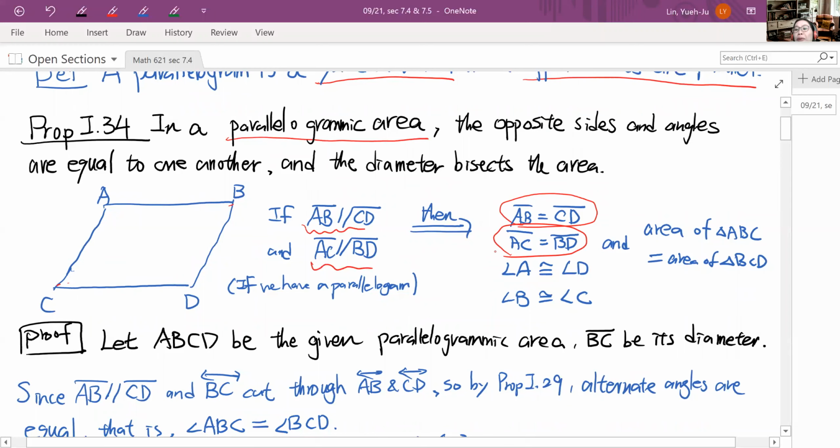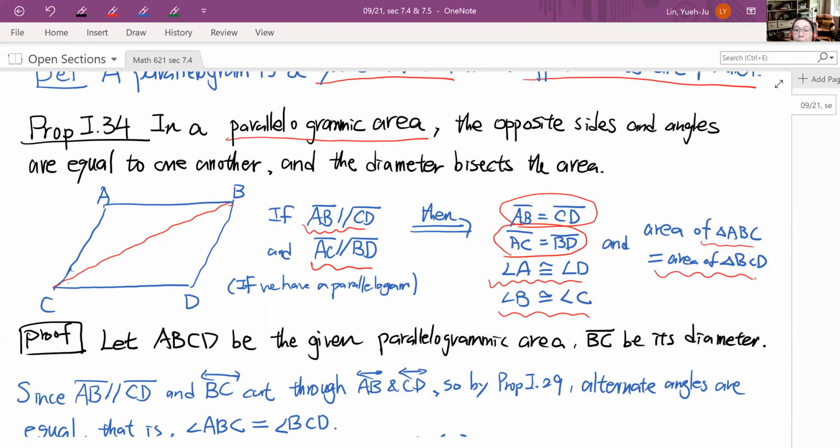And also opposite angles are equal. So angle A is going to be equal to angle D, and also angle B is going to equal angle C. And even more, the diameter is going to bisect the area, which means if you draw a diameter like BC or the other way around, it doesn't matter whether BC or AD, then the area is going to be the same. So here we can prove that the area of triangle ABC is going to be the same as the area of BCD.